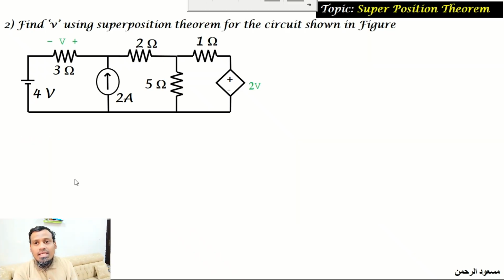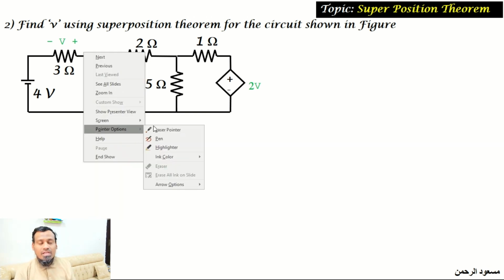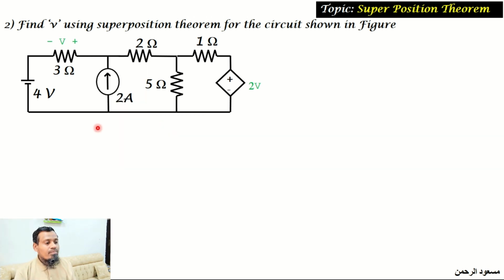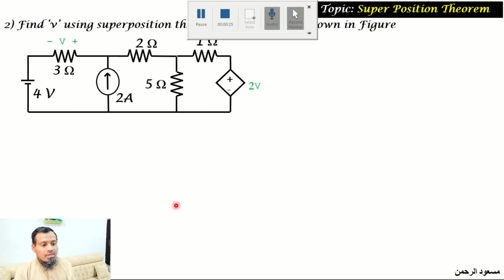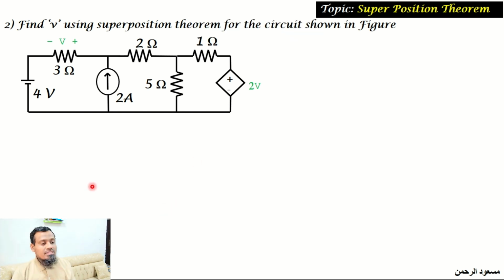Now let us take another question from the same university question paper. Find V using the superposition theorem for the circuit shown in the figure, which has a voltage source and a current source. These two are independent sources, whereas this one is a dependent voltage source which depends on the voltage across this 3 ohm resistor, because they mention that the voltage across the 3 ohm resistance is V and the source voltage is 2 times V.